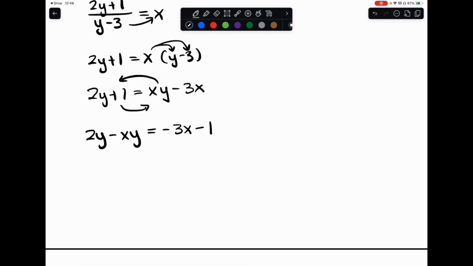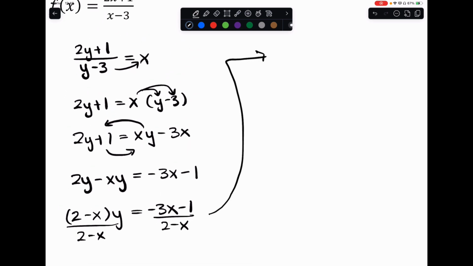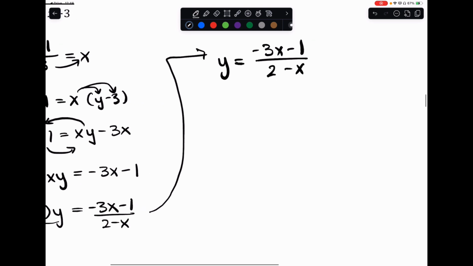Now they have a common factor. The left side has a common factor of y. So if I take out the y, I have 2 minus x, and I factor out the y. That equals negative 3x minus 1. I'm going to divide both sides by 2 minus x. I'll continue over here. And y equals negative 3x minus 1 divided by 2 minus x. So this is our inverse.